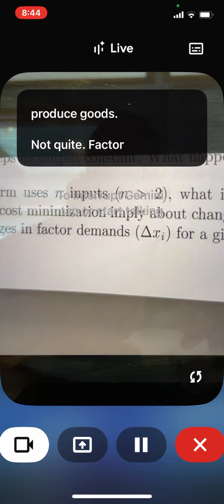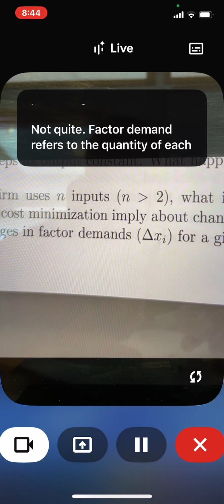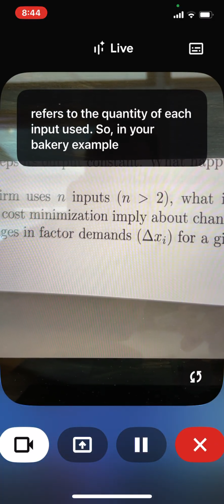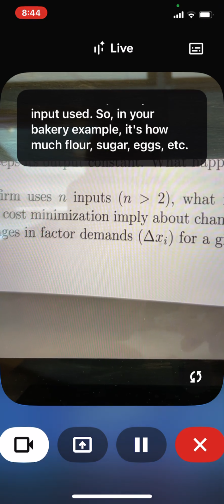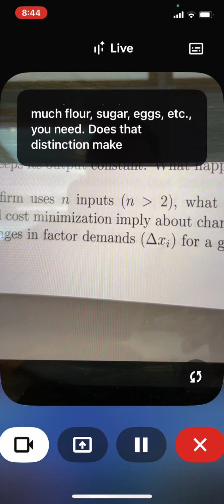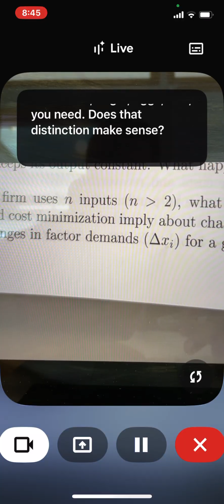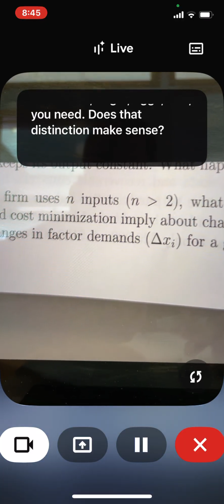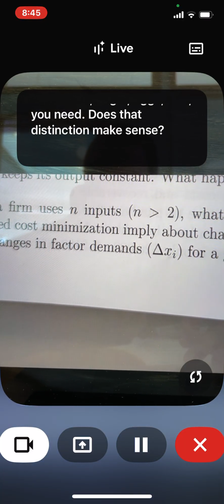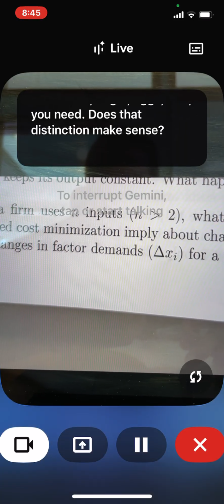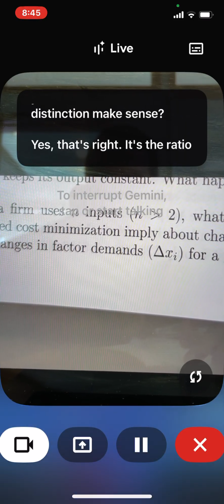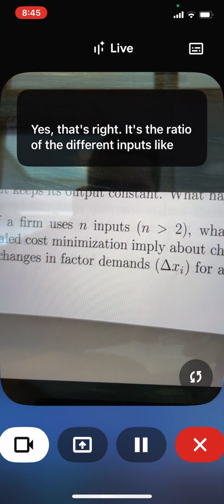Not quite. Factor demand refers to the quantity of each input used. So in your bakery example, it's how much flour, sugar, eggs, etc. you need. Does that distinction make sense? So it's kind of like a ratio of the different ingredients. Yes, that's right. It's the ratio of the different inputs like flour and sugar.